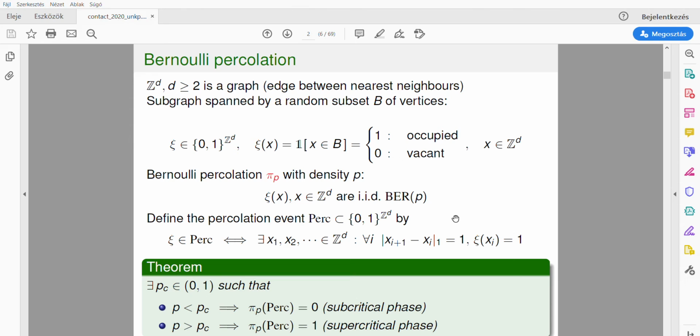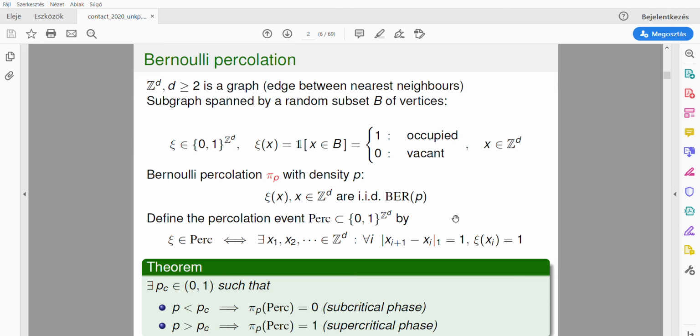So this is very funny. This is a phase transition because you change p continuously, but the probability of the percolation event jumps from 0 to 1 as soon as p crosses this critical threshold p_c. So this was a quick recap of Bernoulli percolation that you may have already heard about.